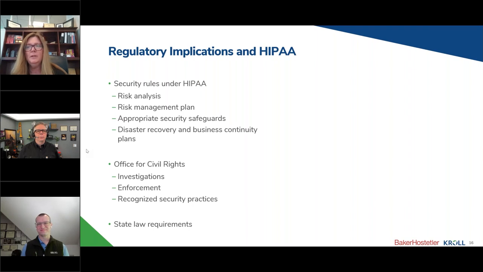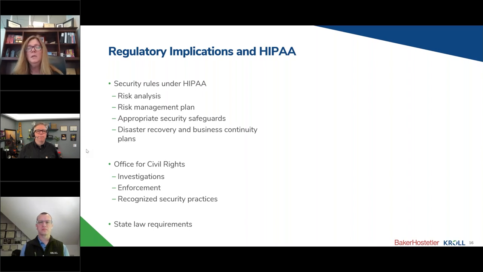So investigations are ongoing. There is a big focus on security at this point in time. As I mentioned, they've got security SMEs that do review a lot of security information that we provide as part of those investigations. And we've also seen some enforcement activity. Just this year alone, we've seen covered entities that have been fined over $4 million, one that was close to $1 million. And so the OCR is still looking, and those were both security incidents.